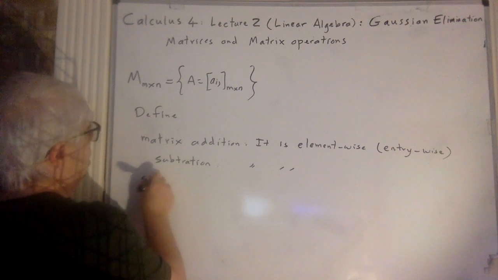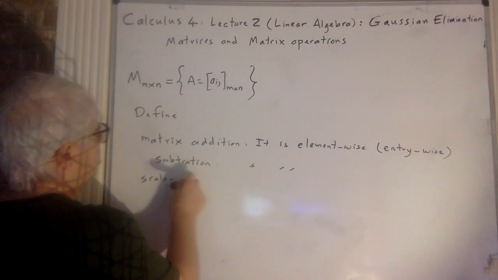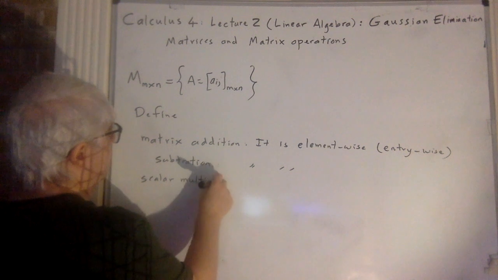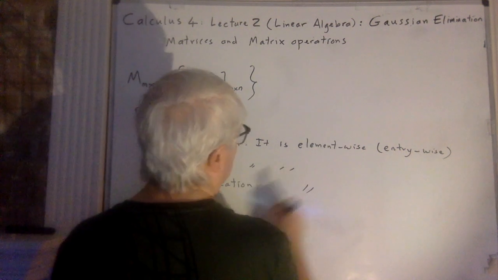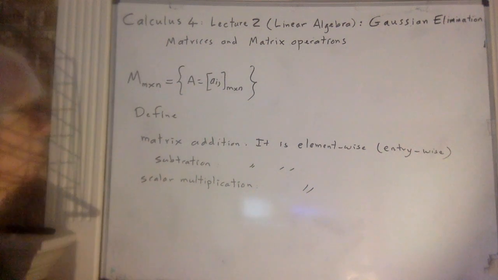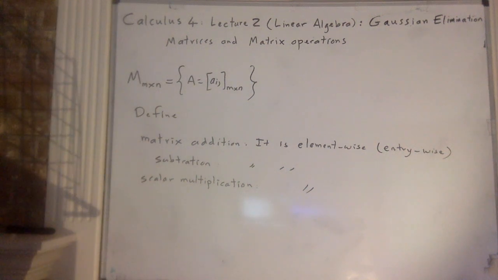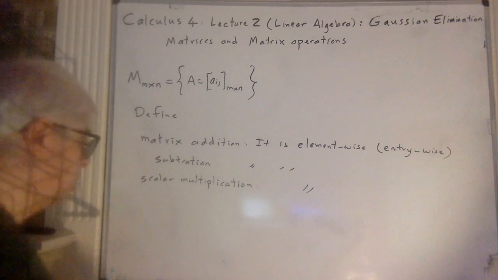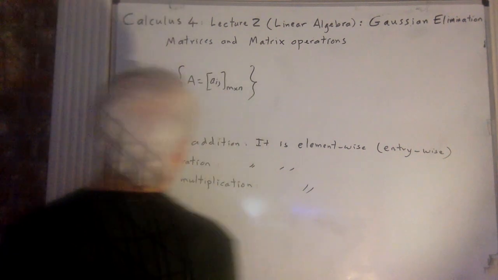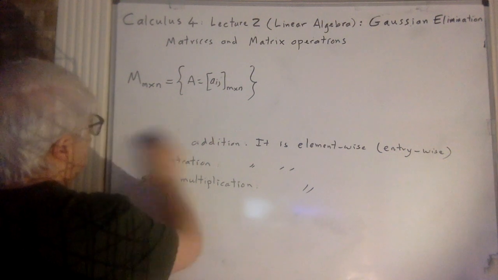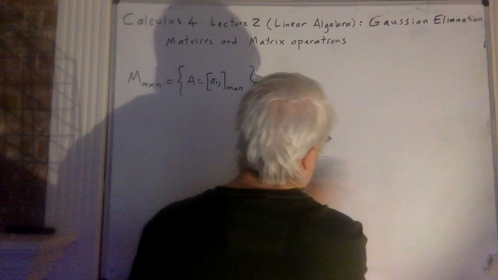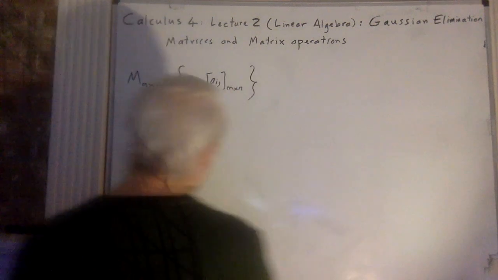And there's another thing. It's called scalar multiplication. This is also element-wise. So everything is element-wise. Let me define each one of them. I have already defined them, but maybe this is not a good definition, so let me write it down more carefully.